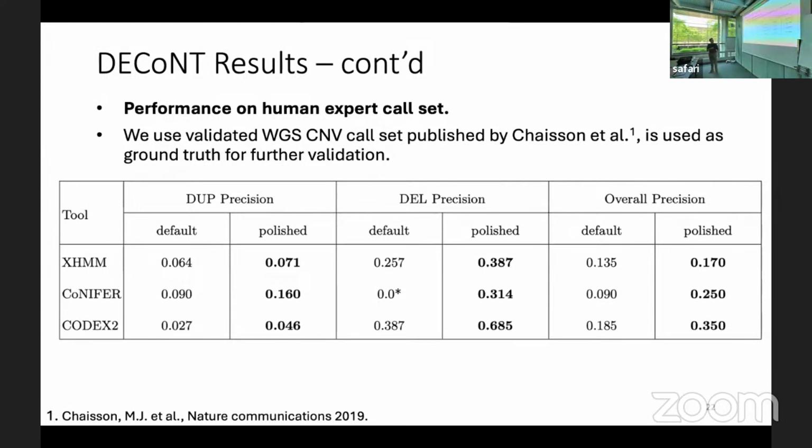So we got again XHMM, Conifer, Codex, made the calls, but our ground truth is different now. This is human inference, like a human expert ground truth. And then again, we were able to improve the results, but as you see, our precision is much lower, 35%.